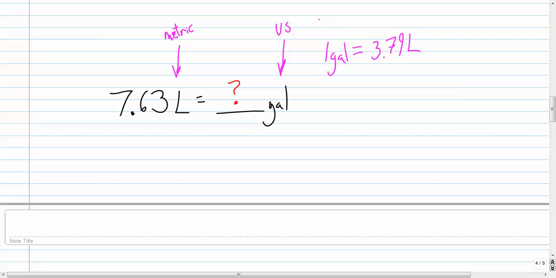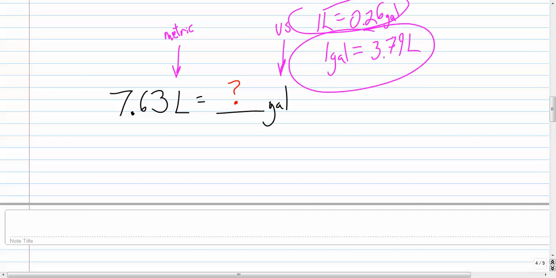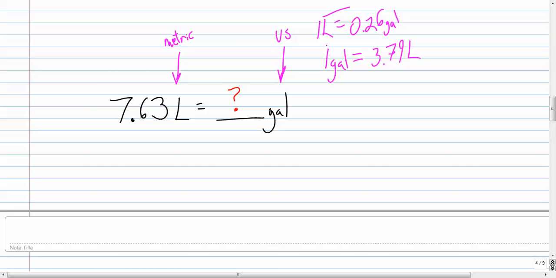I could say that 1 liter equals 0.26 gallons. Either way, I could use either one of these, and they're fine, pretty much. I'm not worried about too much rounding here, but I think I'm just going to stick with using this one. So anyway, this problem is just like the other ones we've seen.